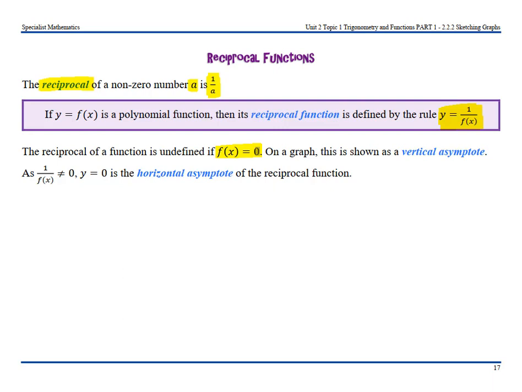So that means at my x-intercepts. On a graph, that is shown by vertical asymptotes. So you're going to have vertical asymptotes at the x-intercepts. As 1 over f of x doesn't equal 0, y equals 0 is the horizontal asymptote of the reciprocal function. So we're going to have vertical asymptotes at the x-intercepts, and we're going to have a horizontal asymptote at y equals 0.